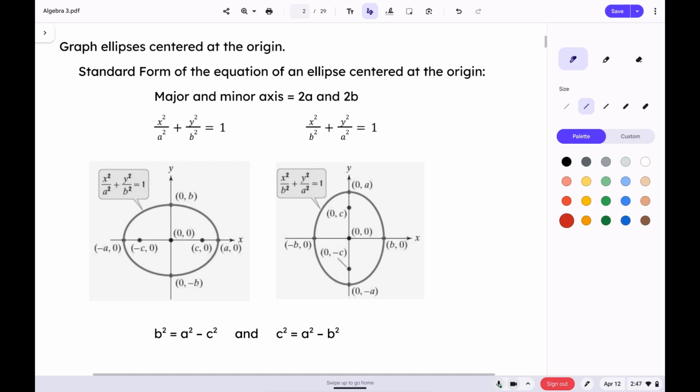And when we look at those numbers, all that we really want to look at and be able to differentiate is which one's bigger. Because the bigger one is going to tell you whether you have a major axis vertical or a major axis horizontal. When the larger of the two numbers, so the a squared, is underneath the x, this means that you're going to have a major axis horizontal. That just means when you go to graph your ellipse, it's going to go long side on the x-axis.